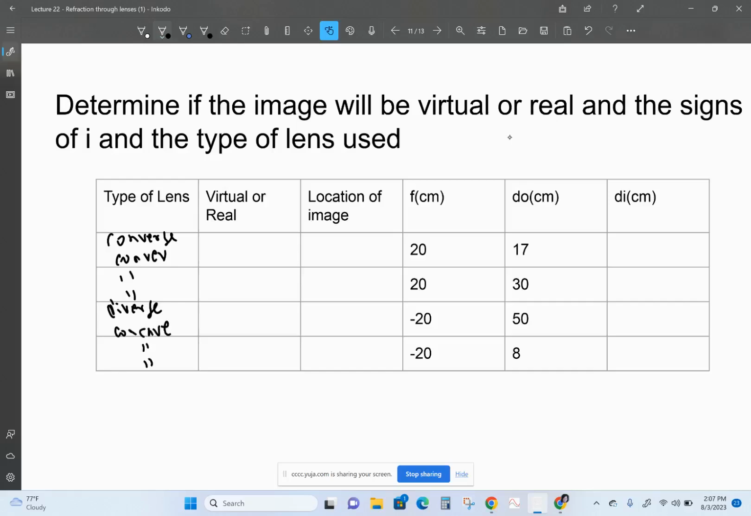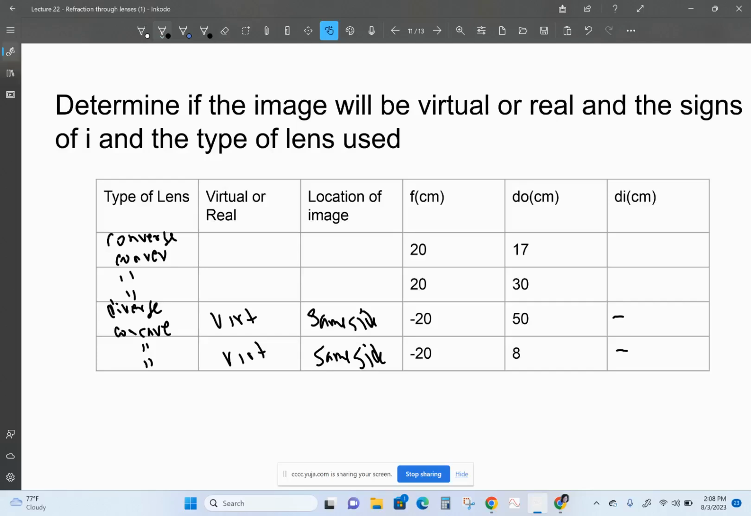We know that regardless, concave lenses are always going to make a virtual image, which is on the same side as the object. And di will be a negative number. So when we find di over here, it will be a negative number.